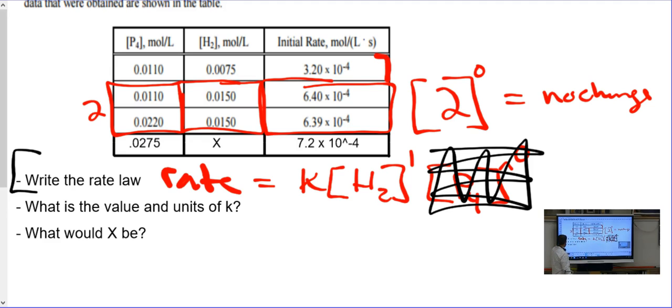Uh-oh. My undo button is right there. Oh well. So pretend it's there.